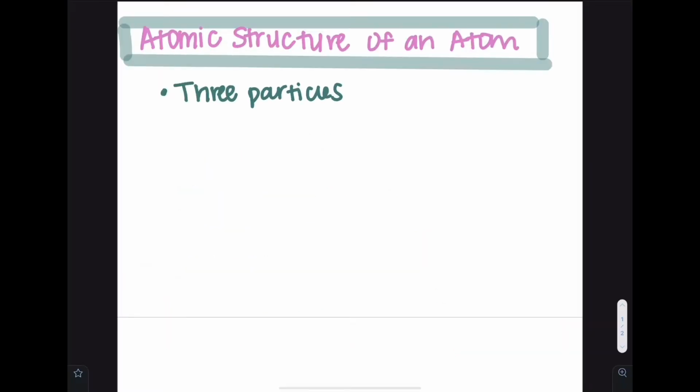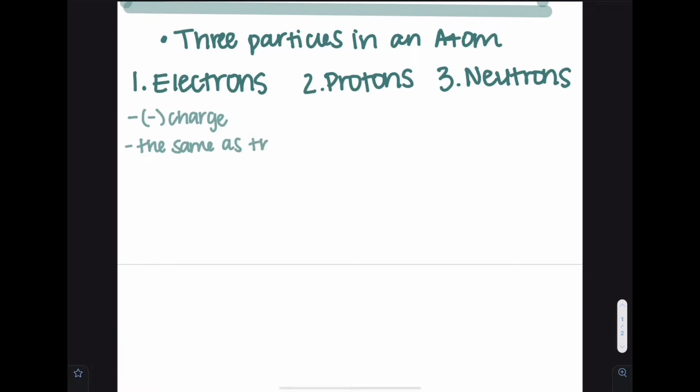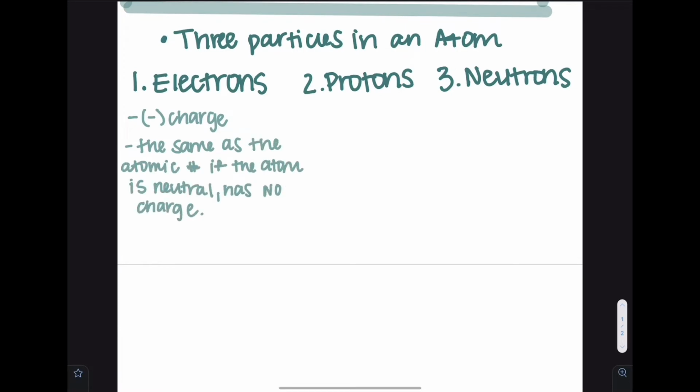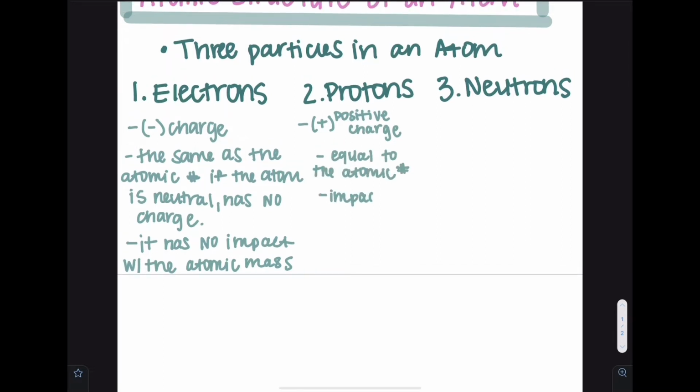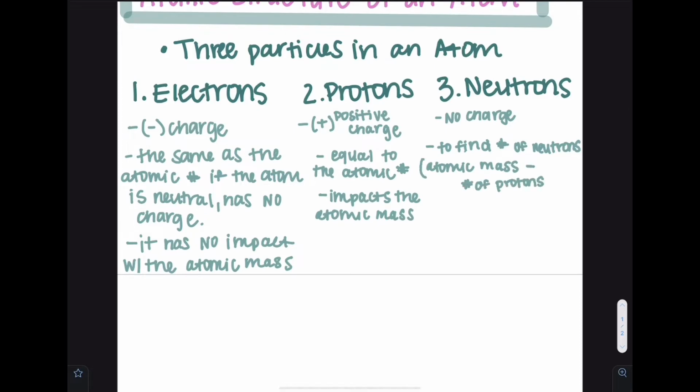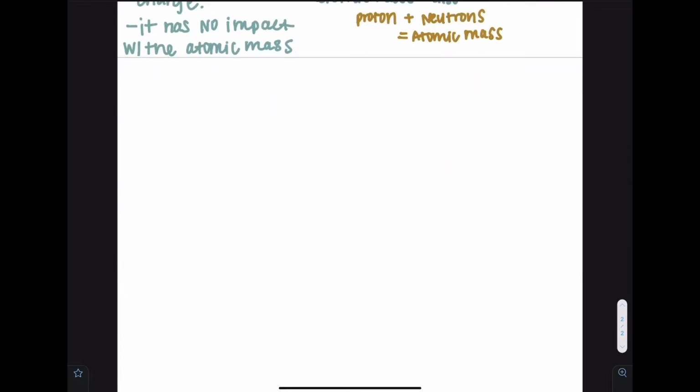The atomic structure of an atom is just three particles: electrons, which have a negative charge. It is usually the same number as protons, which is the atomic number, if the atom is neutral, which means it has no charge. Protons, on the other hand, have a positive charge. They are equal to the atomic number and have an impact on the atomic mass because of the neutrons, which have no charge. To find the number of neutrons if not given, you just have to subtract the protons from the atomic mass. So if you add protons and neutrons, you will get atomic mass.